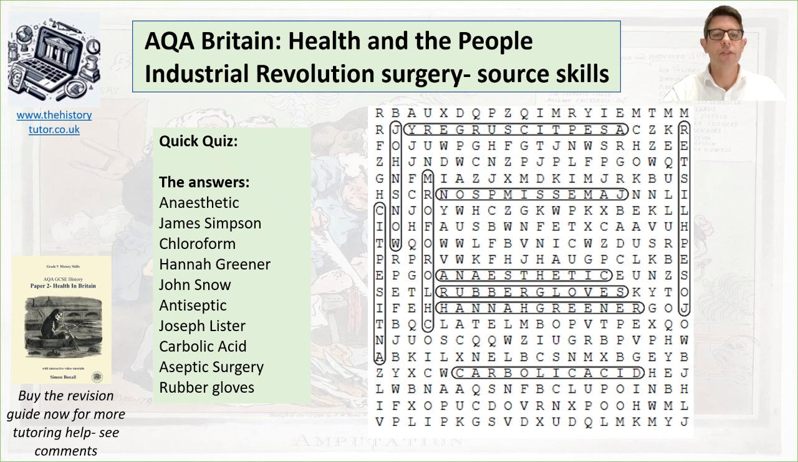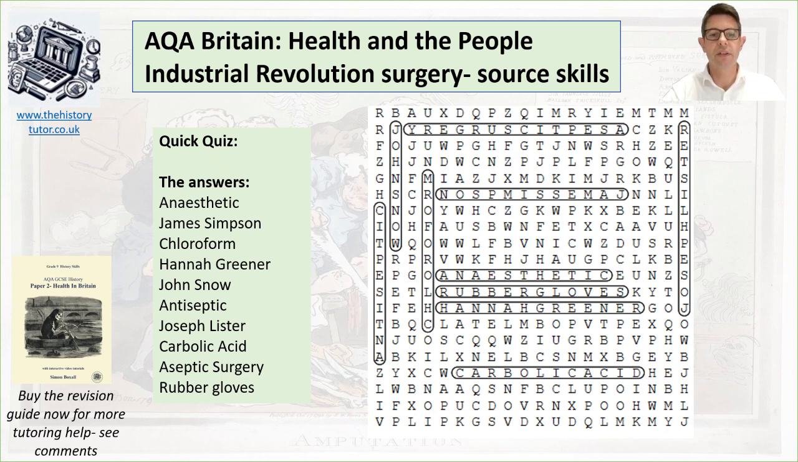So Simpson, obviously by a bit of luck, experimenting with some different chemicals, managed to knock himself out and realised the great discovery he'd made. Chloroform was his great discovery, and this was the chemical that knocked people out. But remember, if you can find Hannah Greener in there, unfortunately she died of an overdose of chloroform.